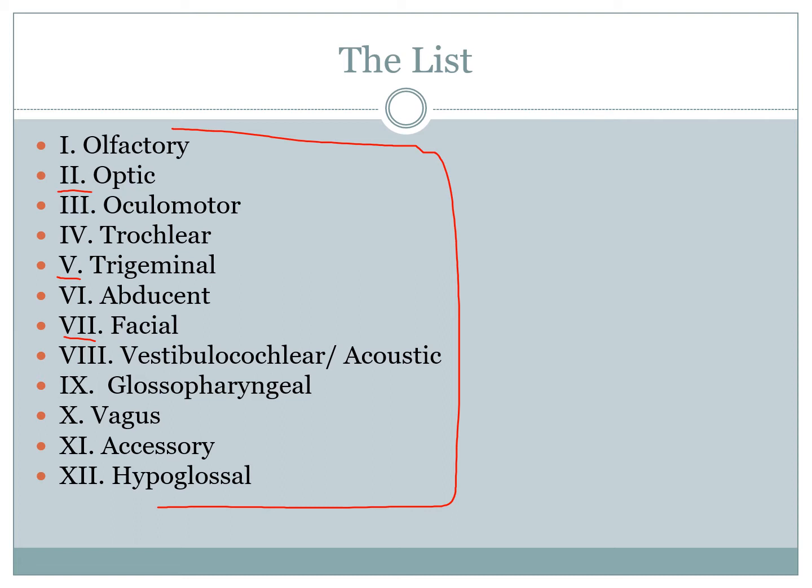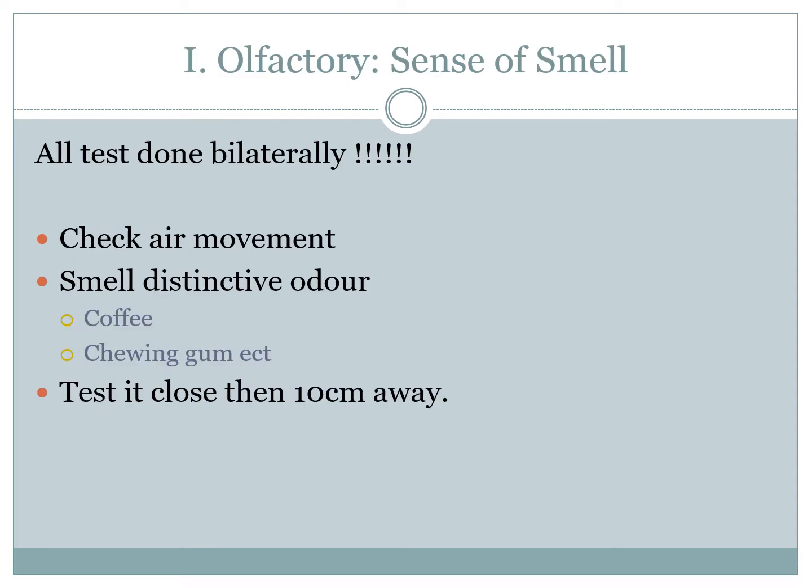So let's kick right into it, and we'll start right at the top, number 1, which is the olfactory, and that's all about your sense of smell. Now before we go on, just in case anyone doesn't realise, when we talk about cranial nerves, there's 2 branches to every cranial nerve. Okay, I know, lucky you're sitting down. So every test that we do, we need to do bilaterally.